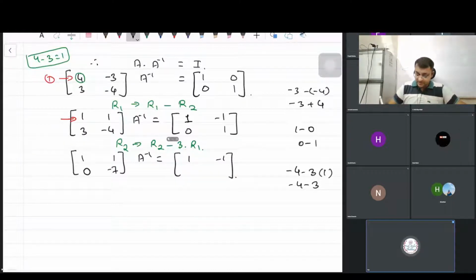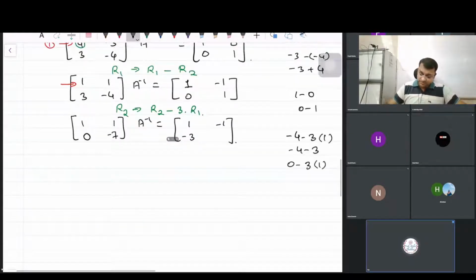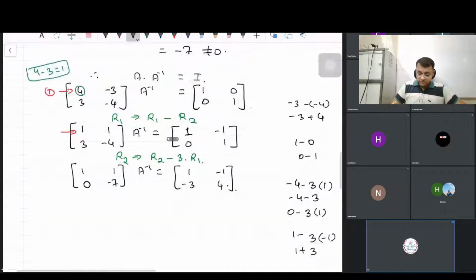Last number, in fact, other number, which is 0 minus 3 times of 1. 0 minus 3 is going to be equal to minus 3. And for the last, what is it? 1 minus 3 multiplied by minus 1. So basically it should be 1 plus 3. It becomes 4. So guys, we have already obtained the first element as 1 and the next element as 0.